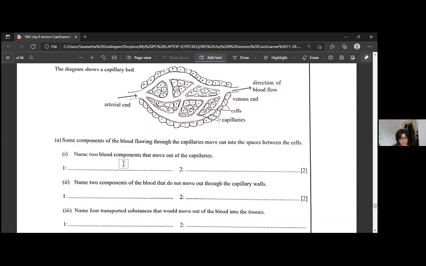A1 is plasma and white blood cells. They are found in the tissue fluid, and they move out of the capillaries. They are found in the blood plasma, and they can move out into the tissue.